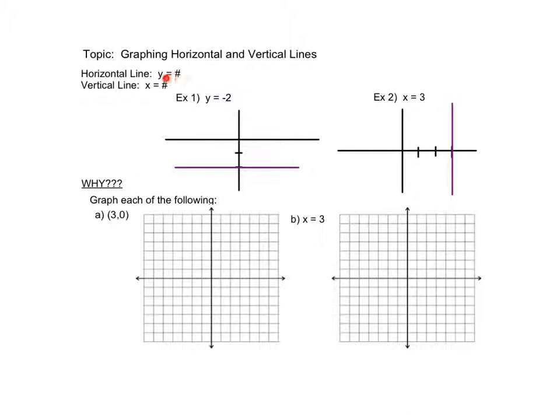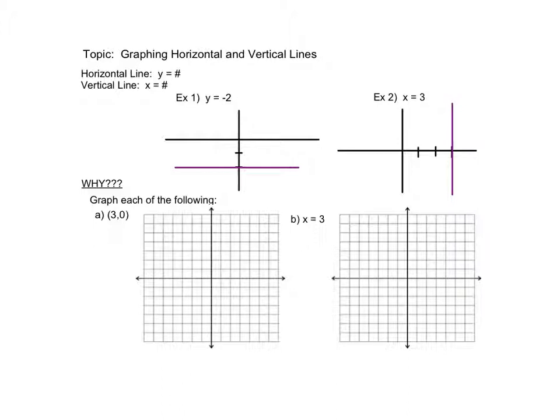If we have x equals a number, for example, x equals 3, we get a vertical line. And again, notice that every single point on this line has an x value of 3. So again, an equation is just a rule, and I'm following my rule. So let's look a little bit deeper into why these make the lines they do.